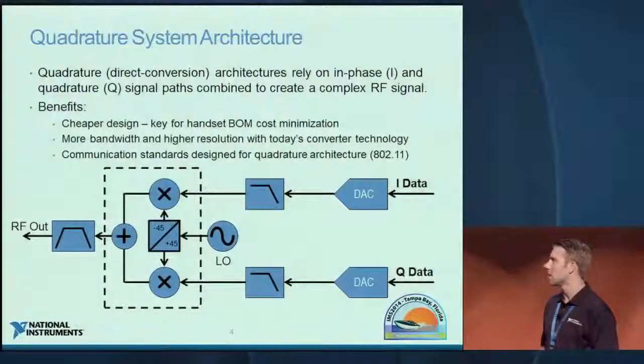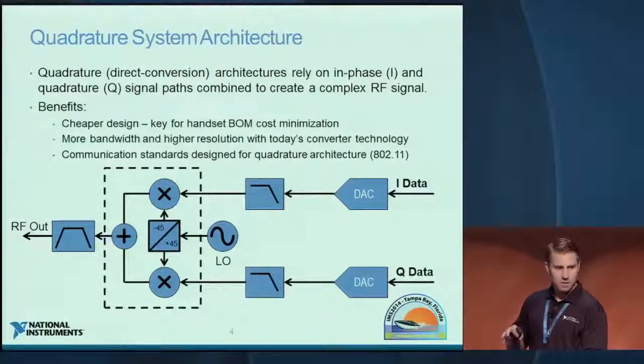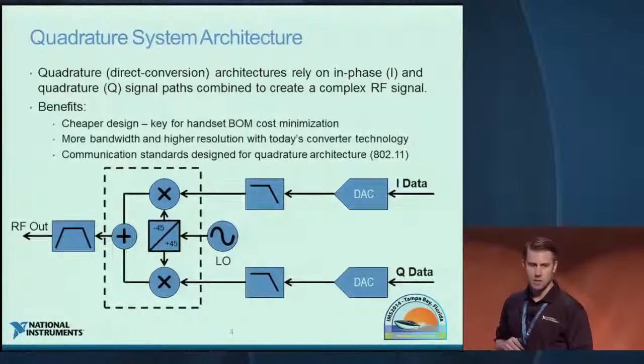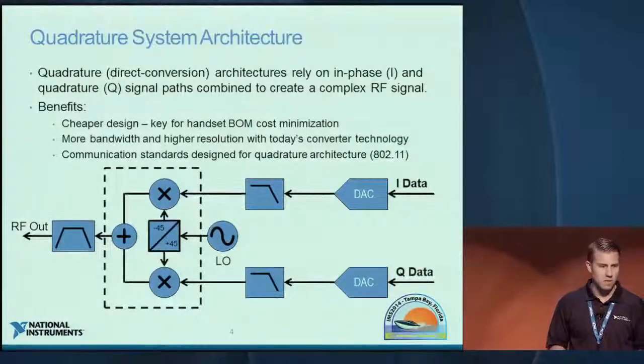But ultimately, for those of you that are not familiar, the quadrature architecture is based on a separate I and Q path that are mixed separately and combined up at the RF frequency to provide you a complex RF signal. And so those are the in-phase and quadrature paths as shown on this really simplified block diagram. But as I mentioned, in each of these paths you have a reduced number of components in comparison to a traditional heterodyne architecture.